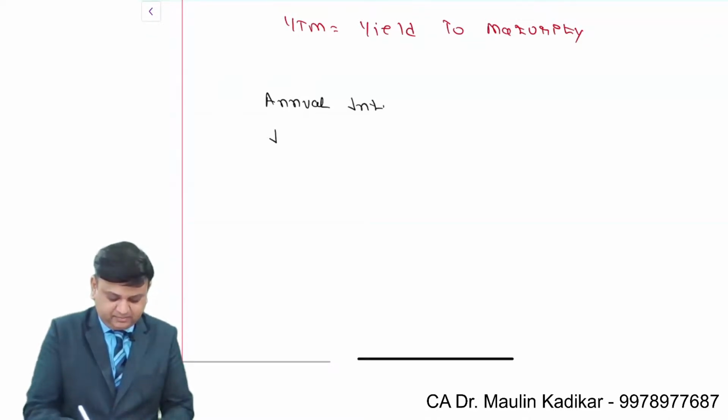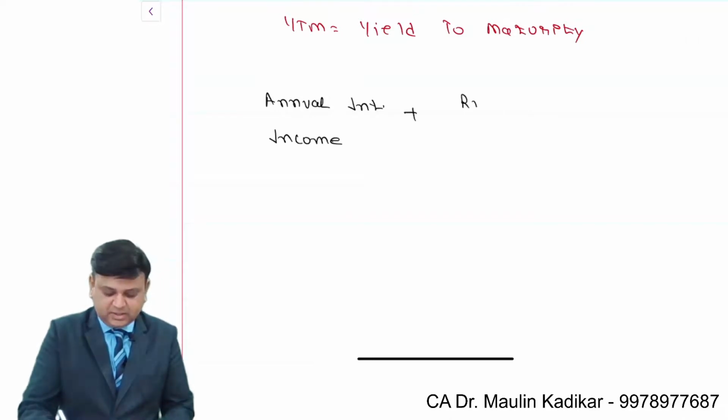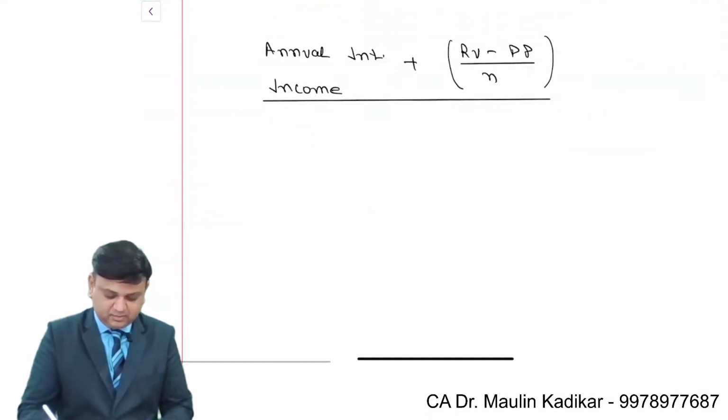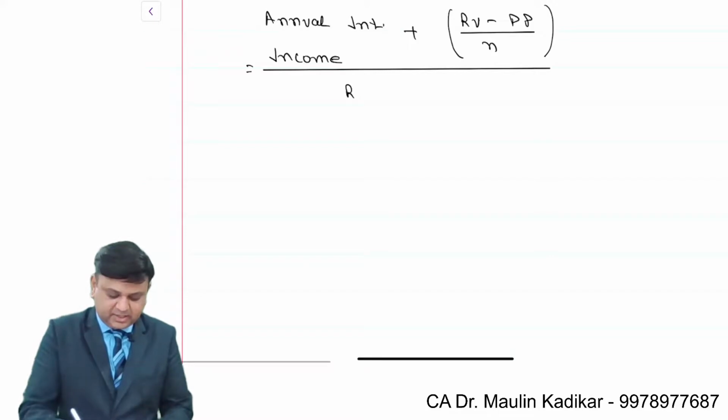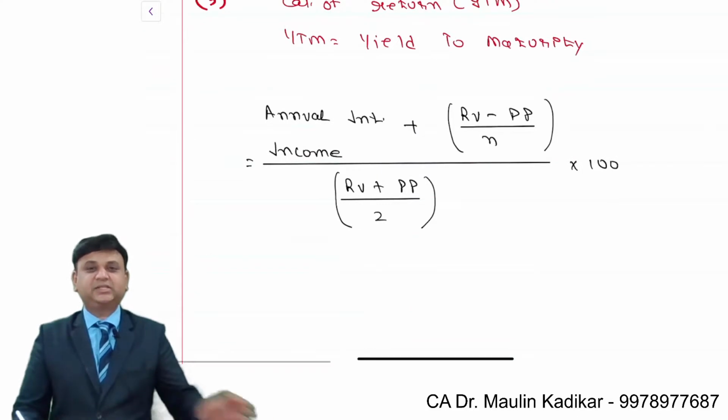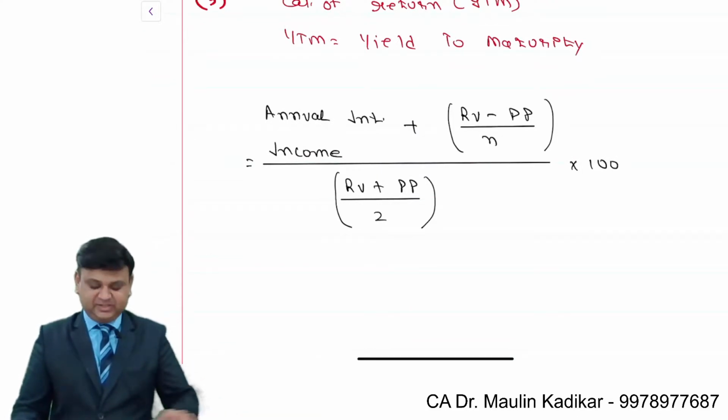Annual interest income plus redemption value minus purchase price, divided by number of years, whole divided by redemption value plus purchase price divided by 2, multiplying with 100 for getting the answer in percentage terms. This is the way we are required to make the calculation.